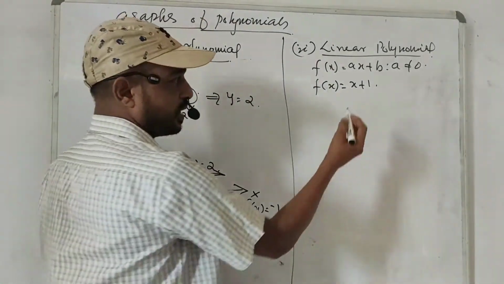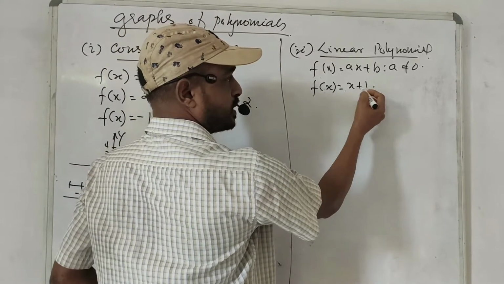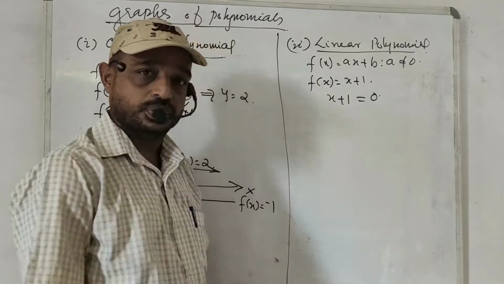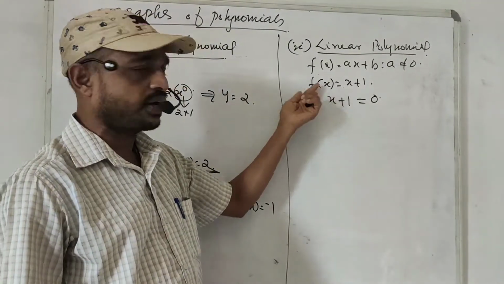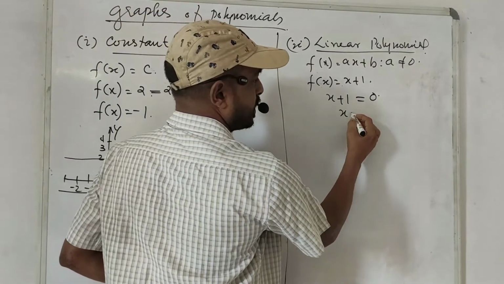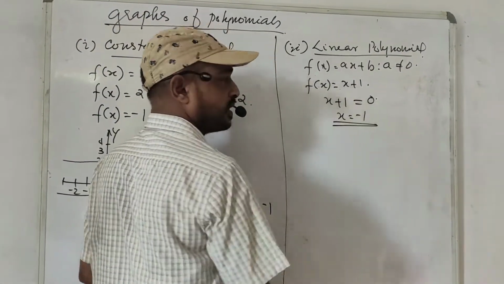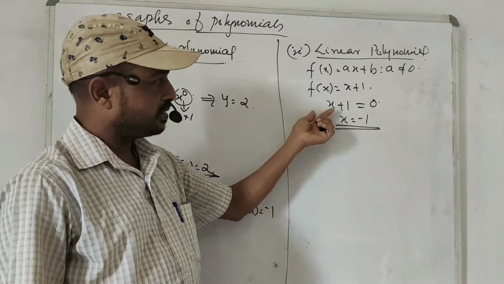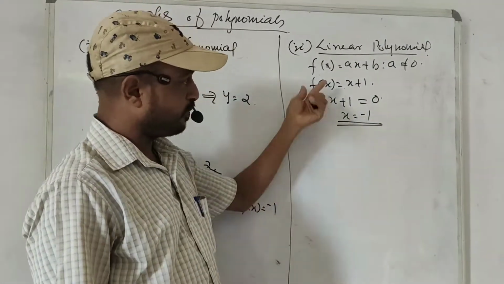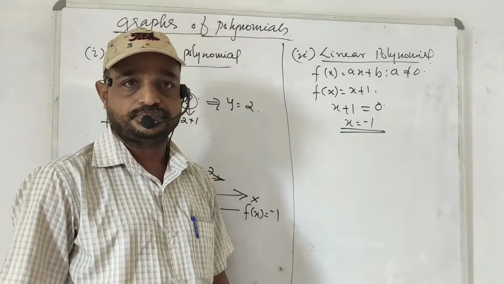So clear? We are equating the polynomial to 0. What is the polynomial? x plus 1 is the polynomial. Just equate the polynomial to 0 and then find out the value of the variable. If x plus 1 is equal to 0, what is x? x is equal to minus 1. So x equal to minus 1 is the zero of the polynomial f of x is equal to x plus 1.